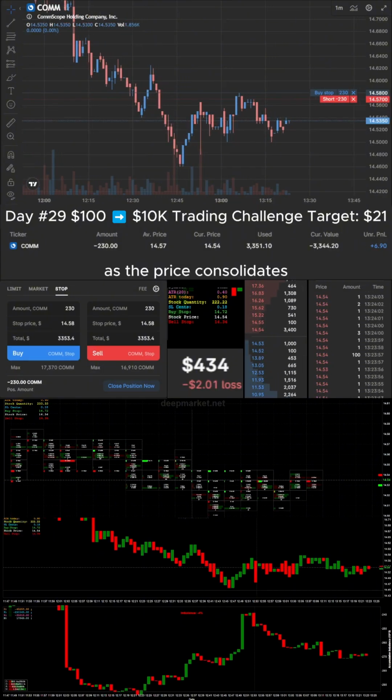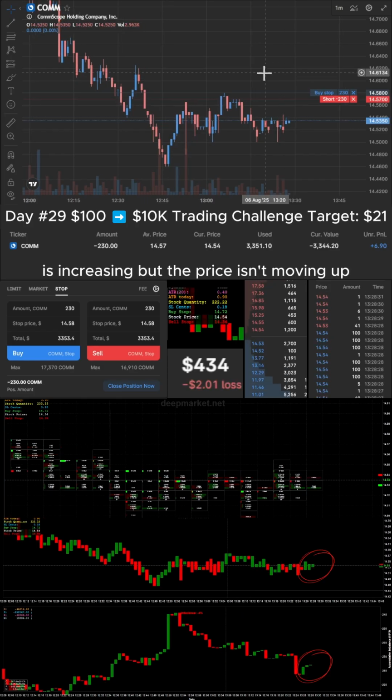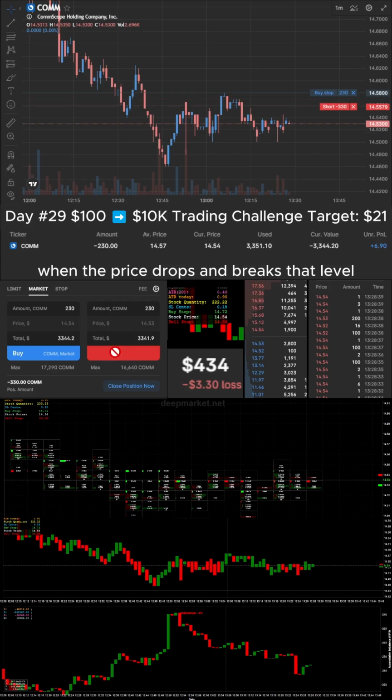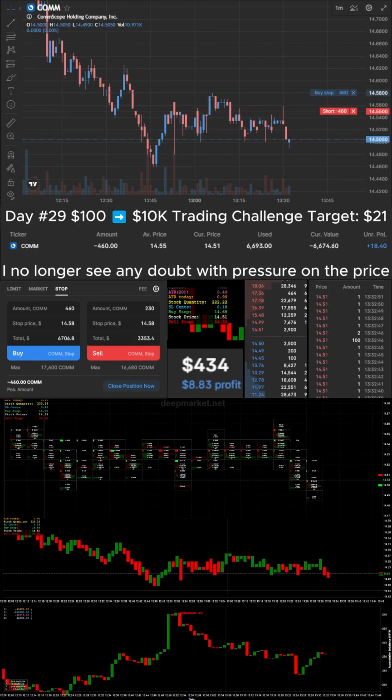As the price consolidates, I'm noticing that the number of retail buyers is increasing, but the price isn't moving up. So I'm adding to my short position, and now I have 460 shares instead of 230. When the price drops and breaks that level, I'm going to exit because I no longer see any downward pressure on the price.